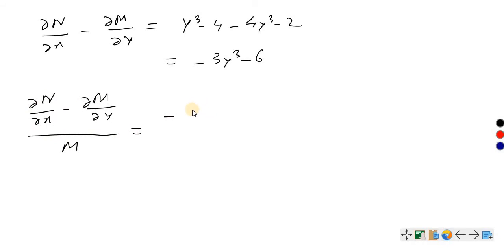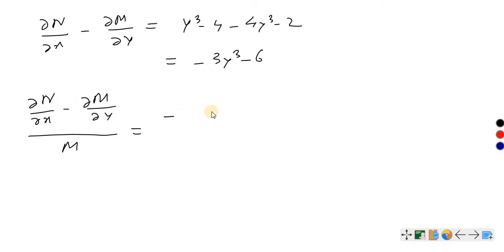Okay, so if I would have got x here, then what would I have done? I would have taken partial differentiation of m with respect to y minus partial differentiation of n with respect to x divided by n. But since I've got purely a function of y here, I am doing this. So don't get confused. Go step by step, you will be able to do it easily.